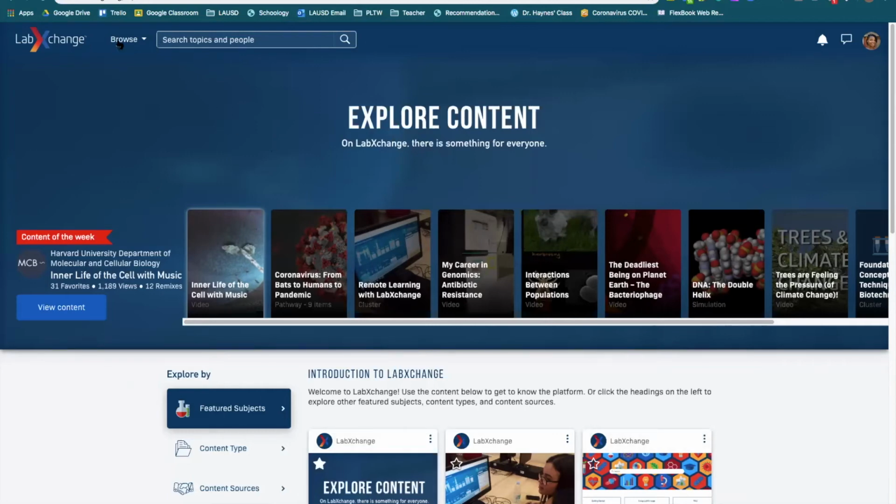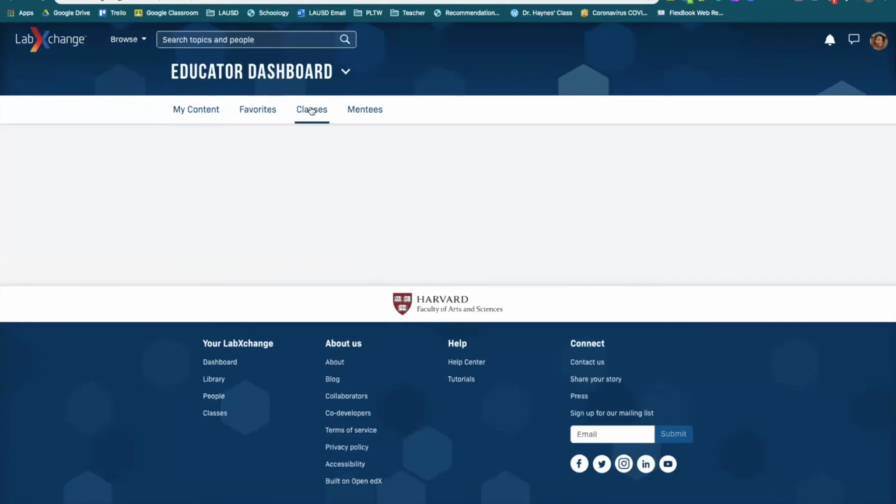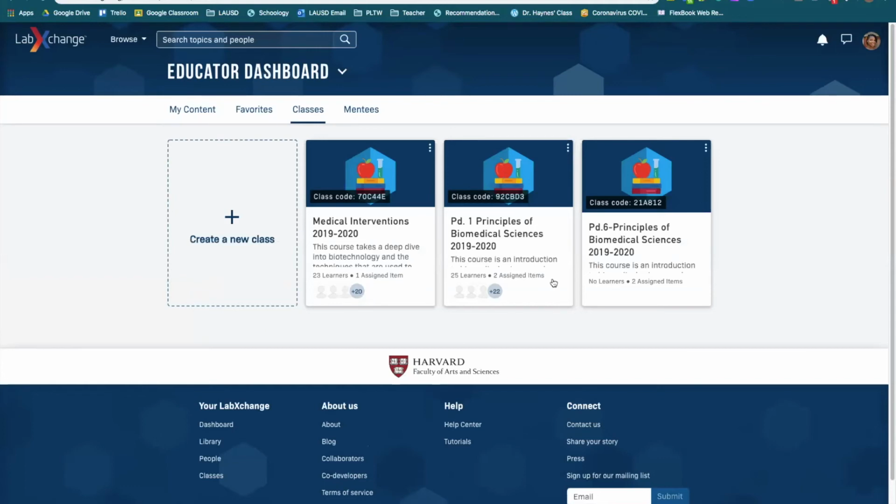So when you sign into Lab Exchange, this is the home page here. I am going to go over here to Browse, and I'll choose Dashboard. And then when I choose Dashboard, I will go to Classes. So I think for you all, you should only have this one class. I have 3, since I have 3 different classes using Lab Exchange, but I'm just going to open period 1.